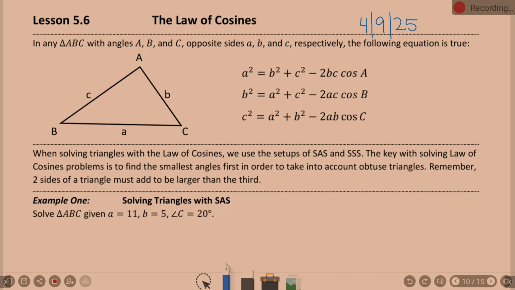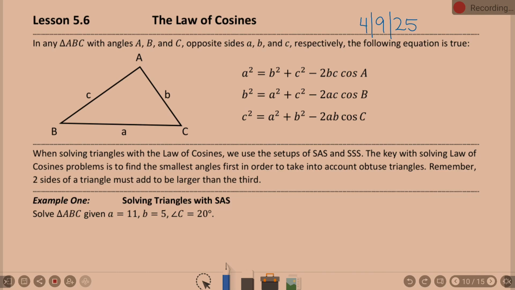So like this first one, a squared equals b squared plus c squared minus 2bc times cosine of angle A. Notice that used sides a, b, and c, and then it used angle A. If it begins with side a squared, it uses angle A, and then sides b and c are here in the middle.